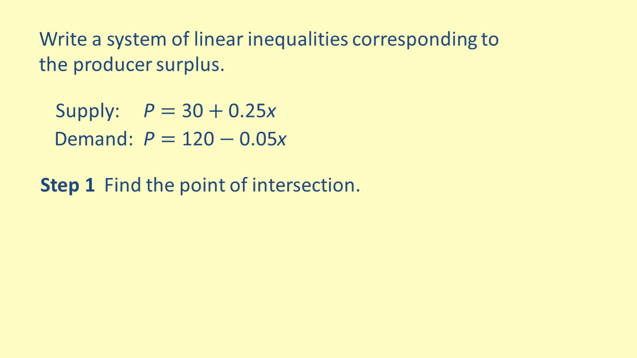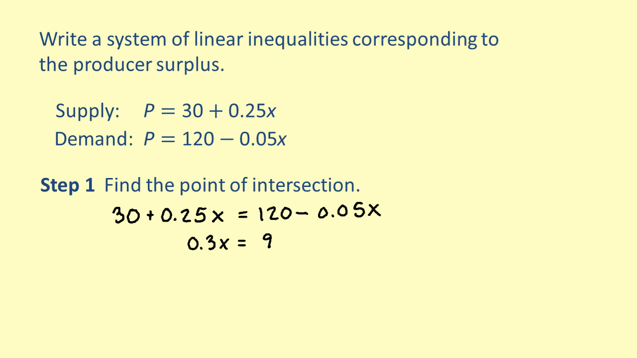Step 1. Find the point of intersection. Set the supply and demand equations equal to each other. Isolate x on one side of the equation by subtracting 30 and adding 5 hundredths x from both sides, resulting in 3/10 times x equals 90. Dividing both sides by the coefficient yields x equals 300. This is the x-coordinate of our equilibrium point.